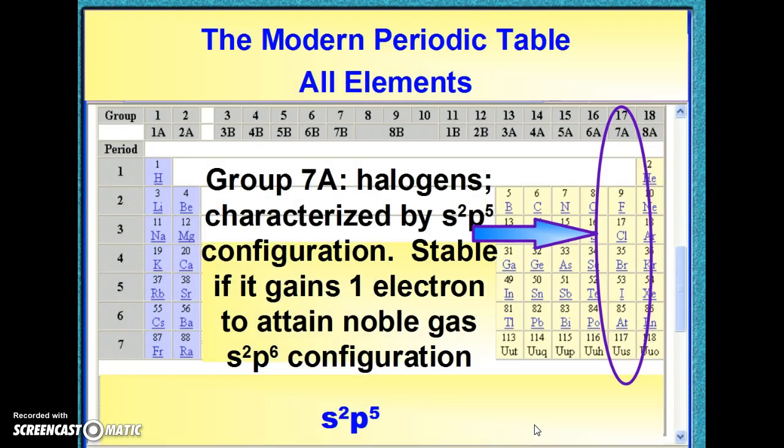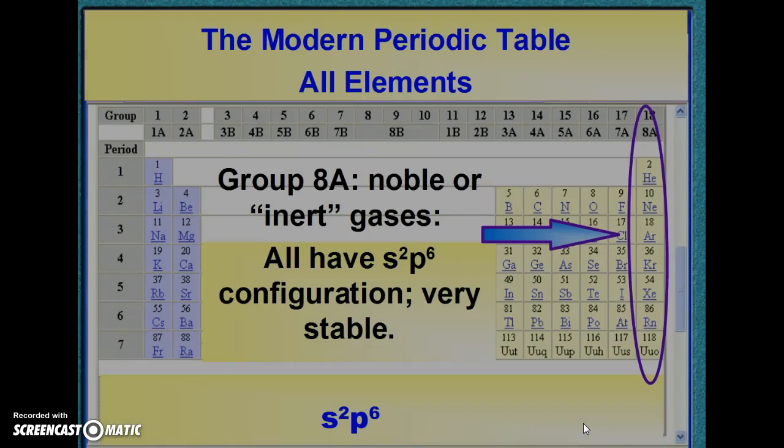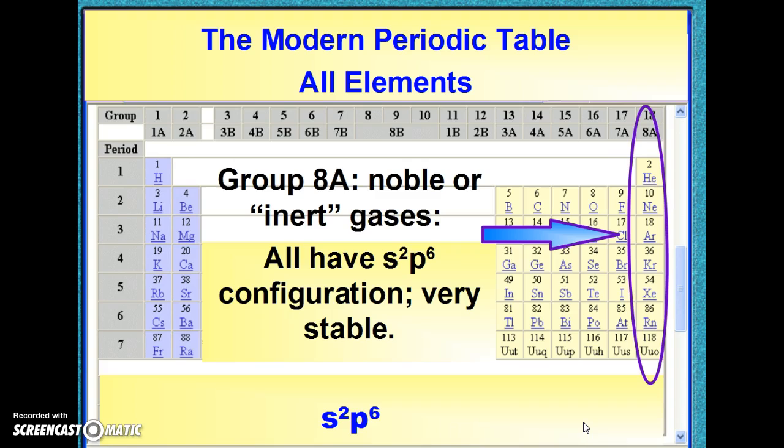In group 7A, the halogens are characterized by s2p5. They tend to gain 1 electron and become a negatively charged ion, and in that way they attain a noble gas configuration of s2p6. Group 8A, the noble gases, once called inert, all have an s2p6 configuration. They are all low energy and they are all quite stable.